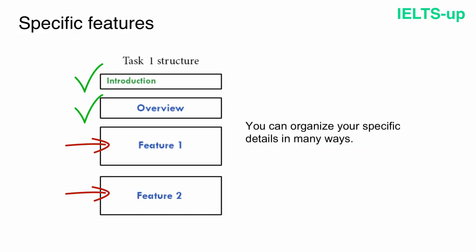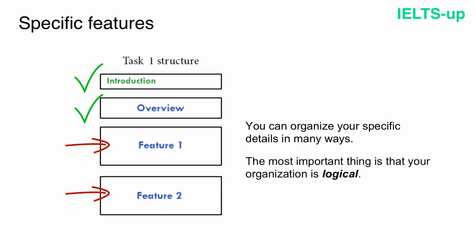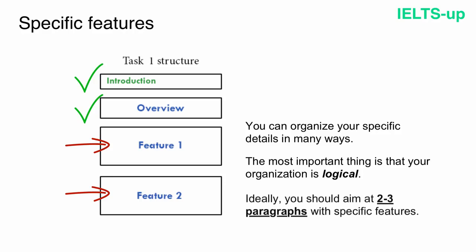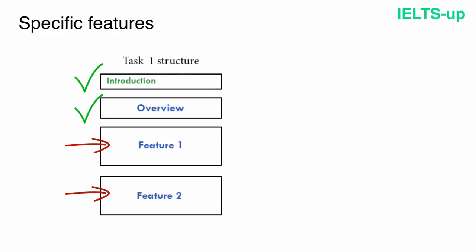You can organize your specific details in many ways. The most important thing is that your organization is logical. Ideally, you should aim at 2 or 3 paragraphs with specific features. I decided to group the specific features by decreasing and increasing trend.